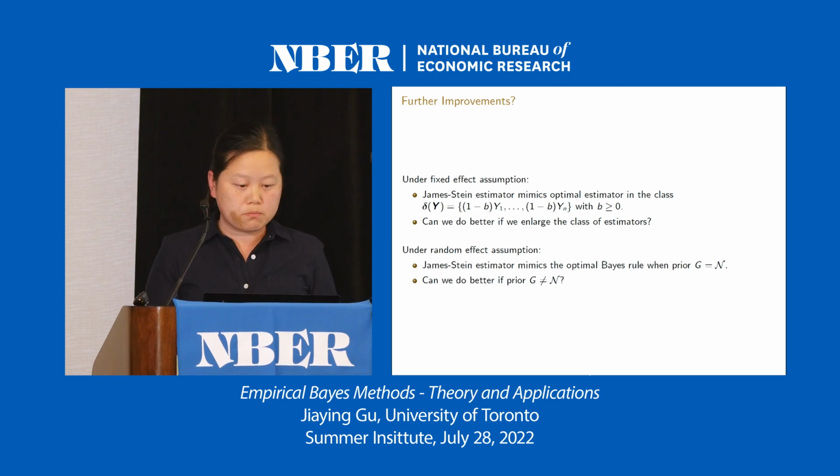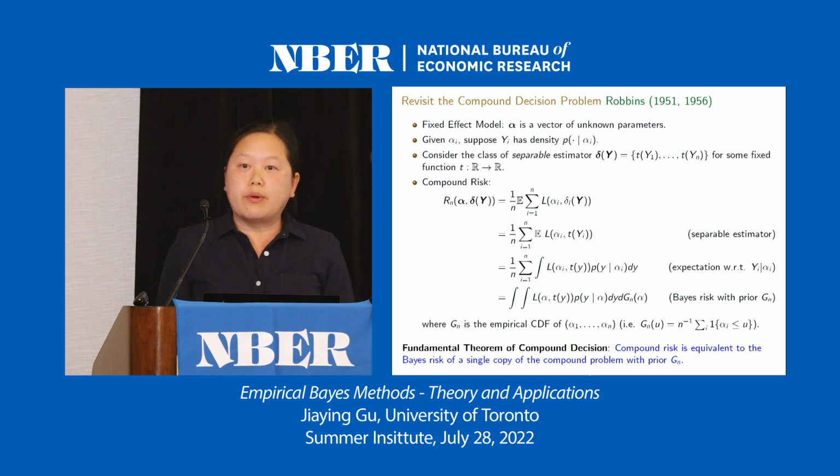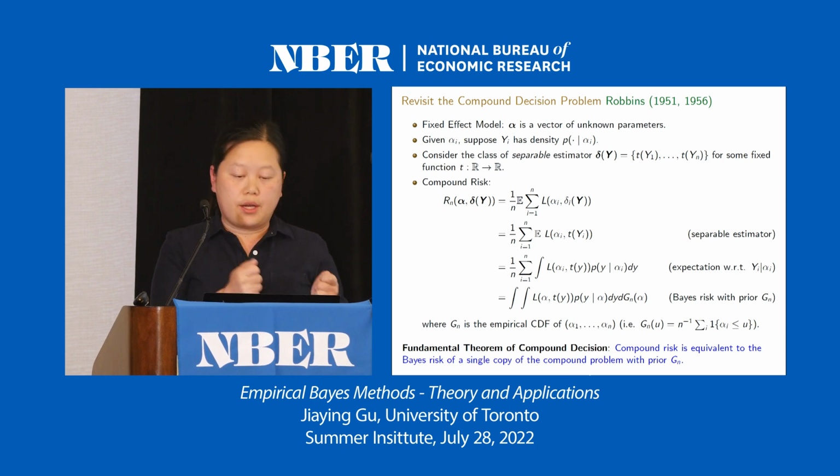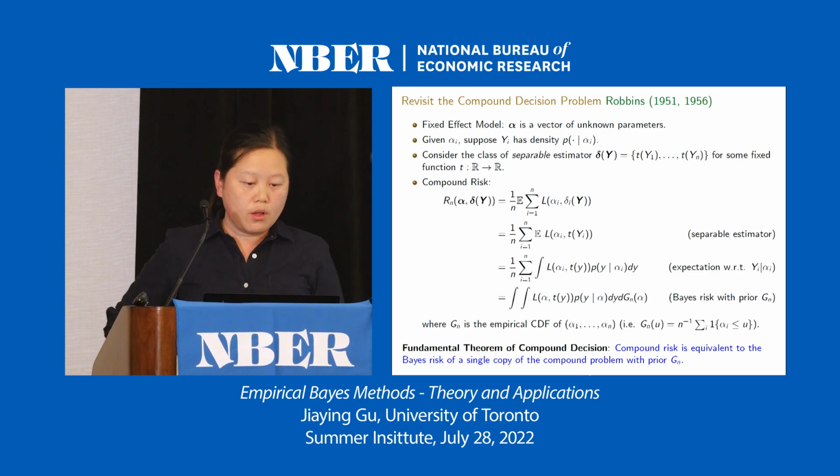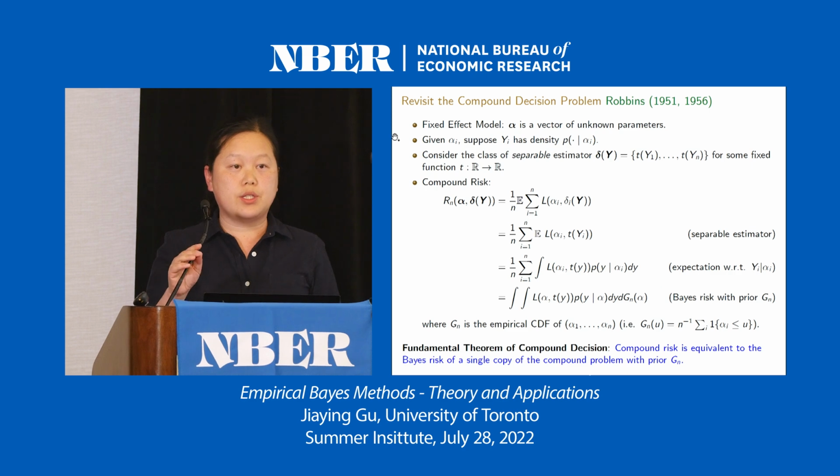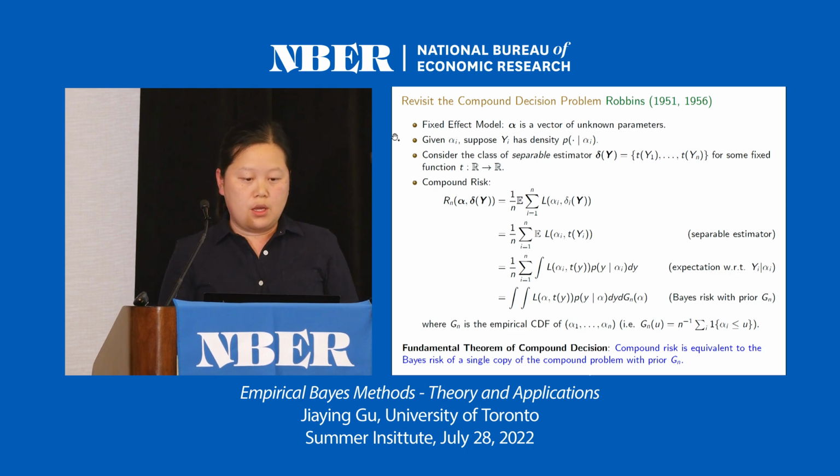What should we do? In order to bring that out, let me bring you back to the compound decision problem. And this is really teased out in the early papers of Robbins, the 51 and 56 papers. So let's go back to the fixed effects model, where the vector of alpha is just fixed parameters. Now, let's suppose that yi, given alpha i, has a density denoted as p. So it can be any well-defined density.